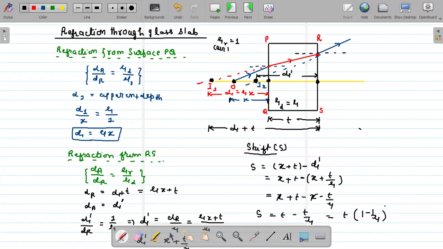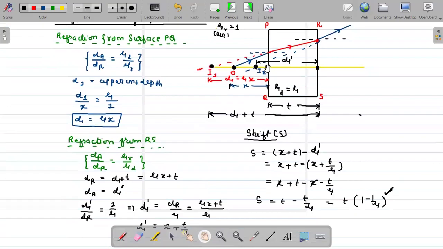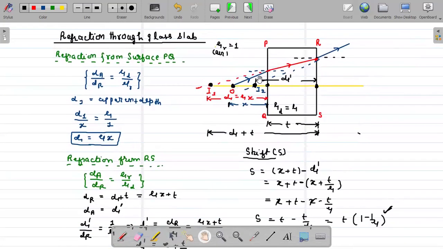What is important to derive this equation for the shift? It is important to know when to consider the object in a rarer medium and when in a denser medium, and also how to apply the formula. In the first case the incident ray is in a rarer medium, so I consider the object to be in a rarer medium. When the object is in a rarer medium, the formula for apparent depth is dA divided by dr equal to mu d by mu r. Mu d means the refractive index of the denser medium, mu r is the refractive index of the rarer medium.